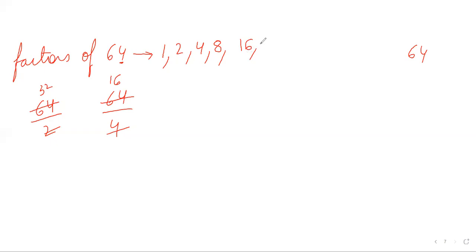Then will come 32. You can check it. Yes, ma'am, it also is divisible by 32. 32 twos are 64. Then last will be your 64. So how many factors are you getting here? 7 factors. Correct, Ahana. 1, 2, 4, 8, 16, 32, 64.